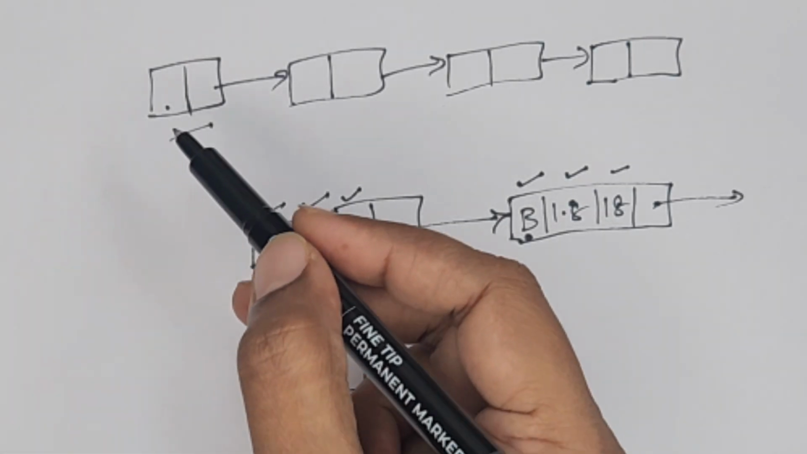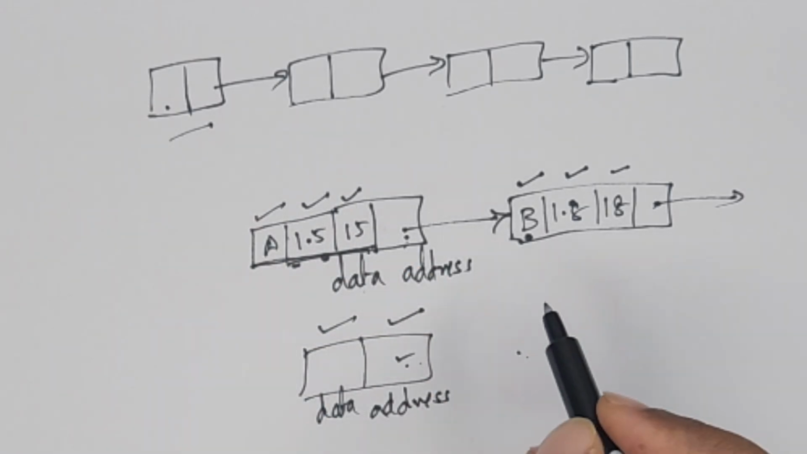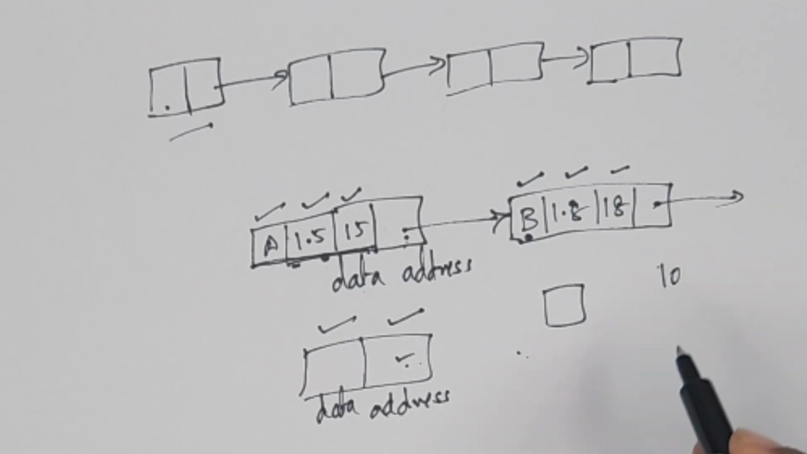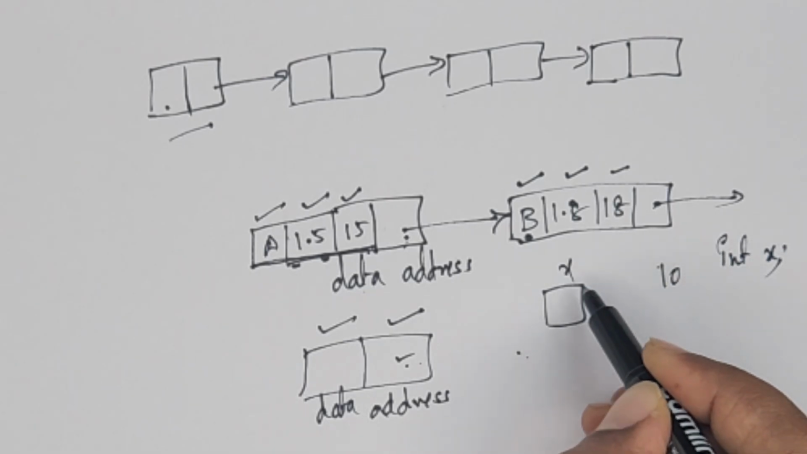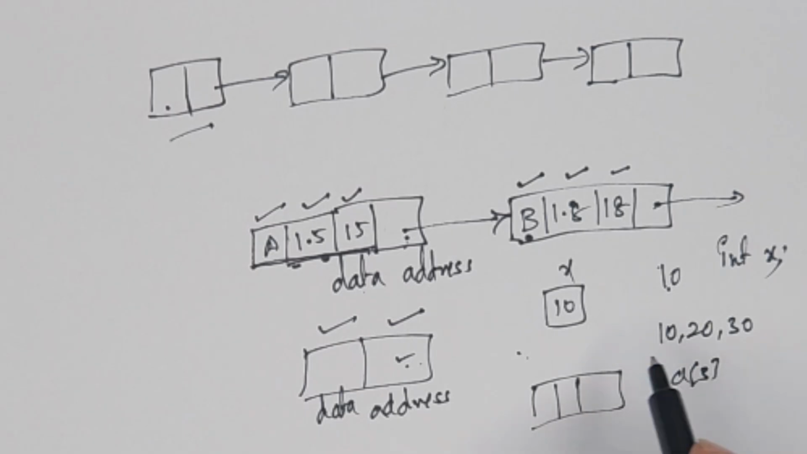How to allocate memory for a node? If you are storing only one integer, say the value 10, 10 is an integer, so I can declare one variable, int x. For x it allocates the memory, and 10 will be assigned to x. If I want to store similar values like 10, 20, 30, you can declare one array. So continuously it allocates memory for the array under a single name. You can store all these three values.